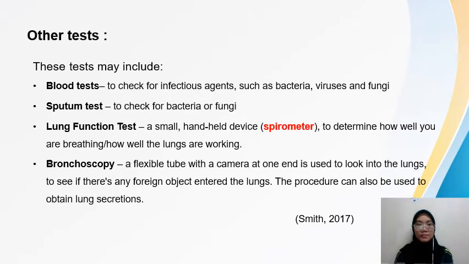And other tests may include blood tests to check for infectious agents such as bacteria, viruses, or fungi, sputum test, lung function test, which uses a small handheld device, which is a spirometer, to determine how well the patient is breathing and how well the lungs are working. And the last one is bronchoscopy, which uses a flexible tube with a camera at one end to look into the lungs to see if there's any foreign object entered the lungs. This procedure can also be used to obtain lung secretions.